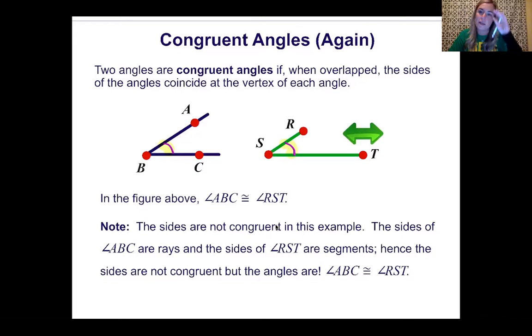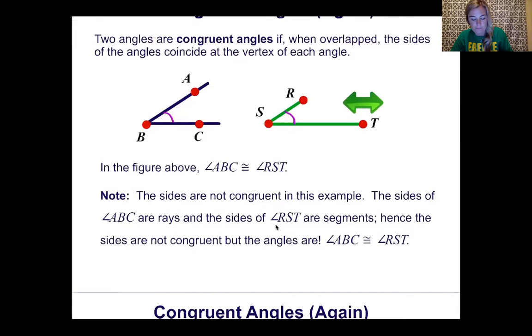The opening is the same, but the sides in this example are not congruent, because this side keeps going because it's a ray, and this side stops because it's a line segment. That's why these two sides are not equal. They're not equal because one of them has longer sides than the other. The angles are congruent, which means that their actual angles are congruent.